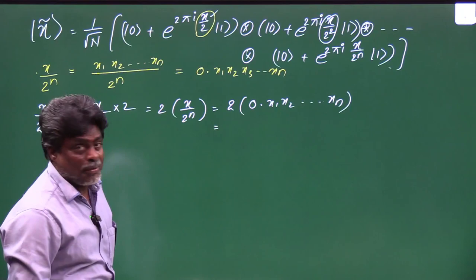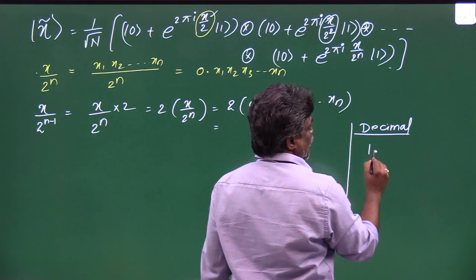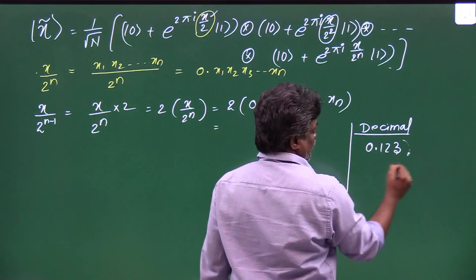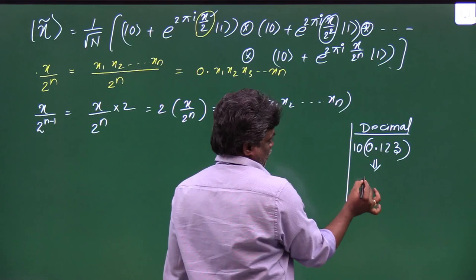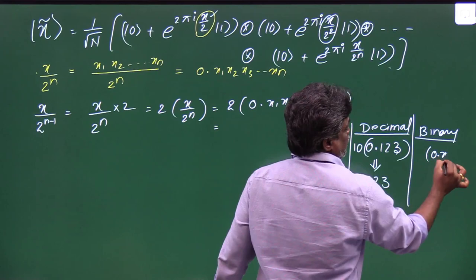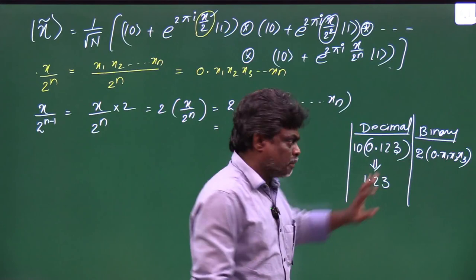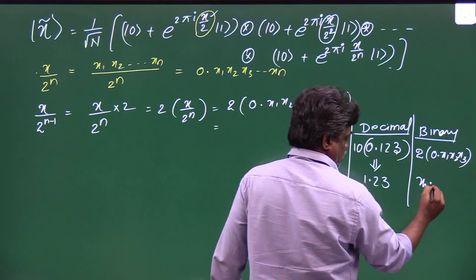No. Wait. Again, take the decimal analogy. Now here, for example, you have 0.123, sir. You are multiplying with 10. What will you write? 1.23. Yes. Now come to the binary. Sir, here you have point x1, x2, x3. I have taken 2, 3 only. Now you are multiplying with 2. See, sir, it's a simple analogy. Whatever we do with the decimal, the same thing with binary.